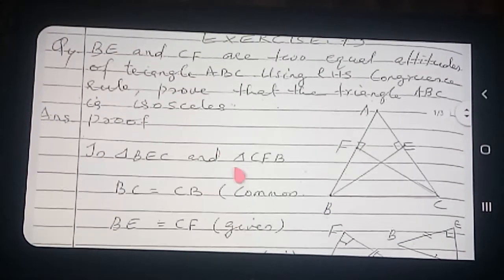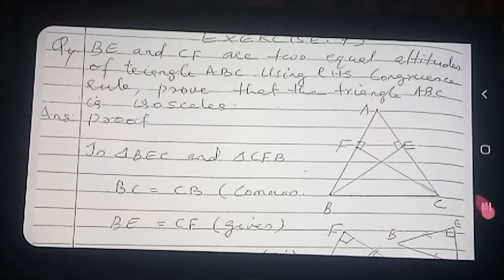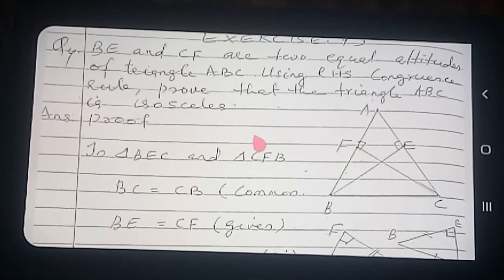So we can see the diagram. Here, see the diagram, triangle ABC is drawn. BE and CF are two altitudes. Altitudes, I already told you, means a perpendicular line segment drawn from any vertex to the opposite side. So this angle forming is 90 degrees. Here CF is an altitude to AB, therefore angle F is 90 degrees. We want to prove that triangle ABC is isosceles, that means we want to prove that AB and AC are equal.